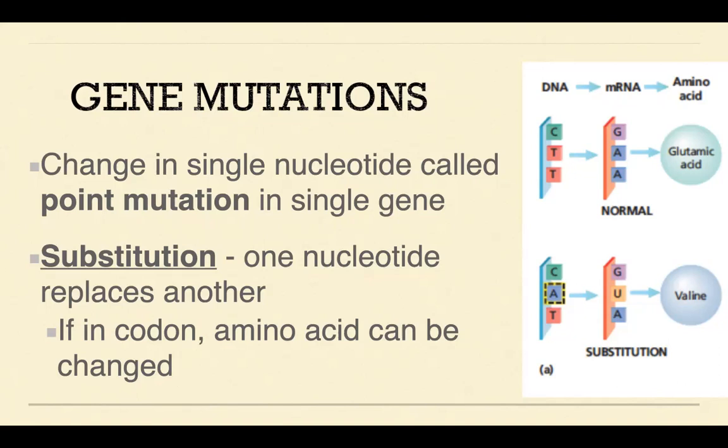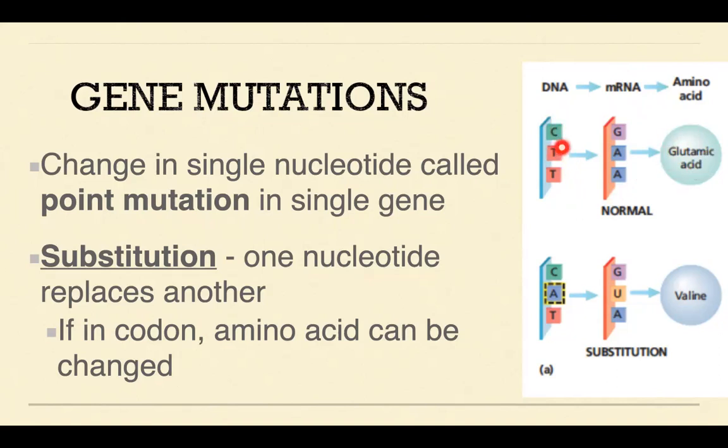So one example of a gene mutation is called substitution. This is where you've got one nucleotide that replaces the other. If this occurs in a codon, then the amino acid can completely change. You can see the original sequence is supposed to be CTT on DNA, which means the mRNA transcribes to GAA, because G pairs with C, A pairs with T. GAA is the codon for glutamic acid.